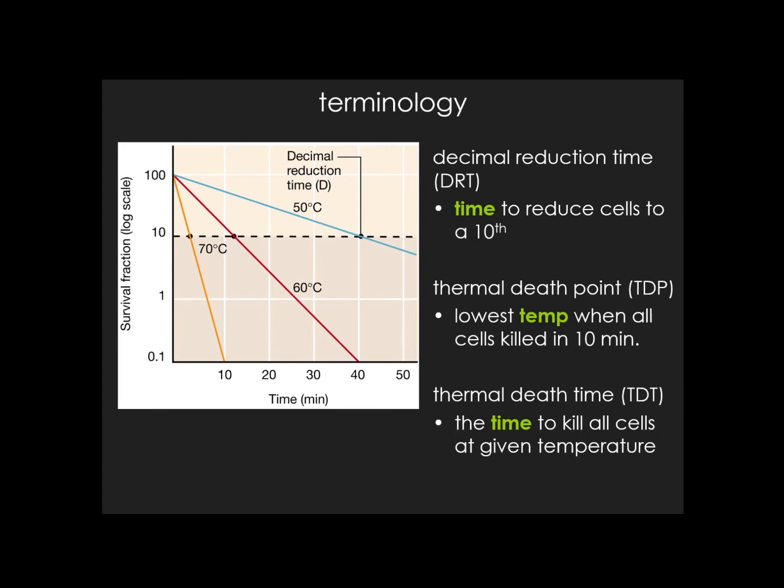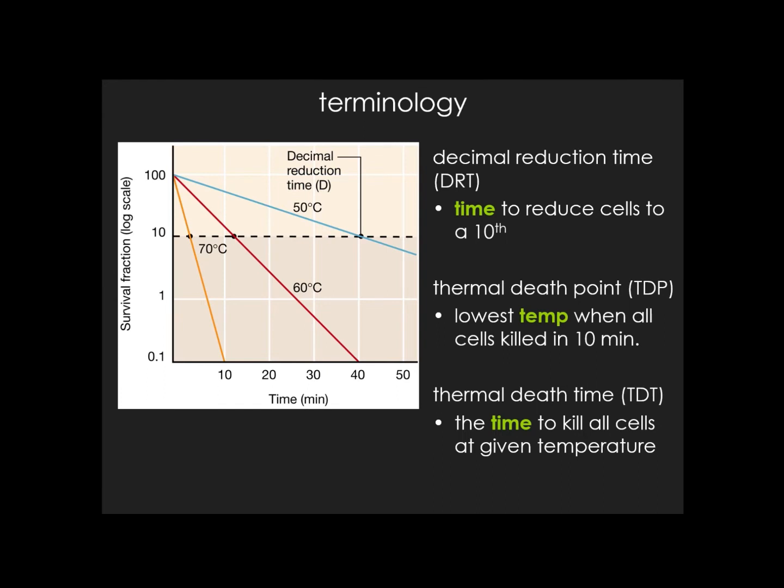When we're talking about temperature, though, and that's why this diagram is used here, we can talk about different aspects of the control as well, and those would include the thermal death point and the thermal death time. Notice both of these have thermal in the description, so we're talking specifically about methods of control that employ heat. The thermal death point is the lowest temperature at which all cells are killed within 10 minutes, and the thermal death time is the time it takes to kill all cells at a given temperature.